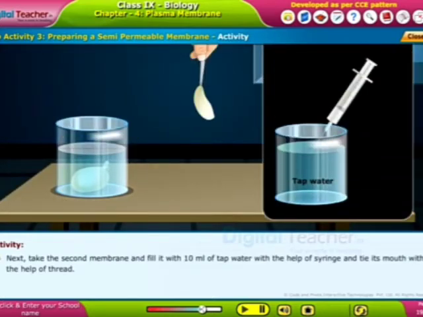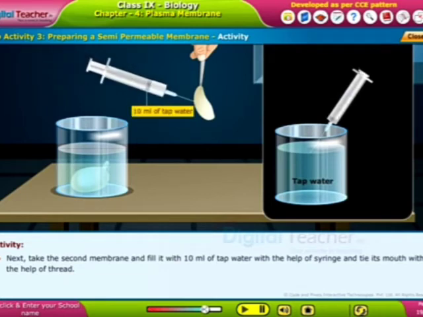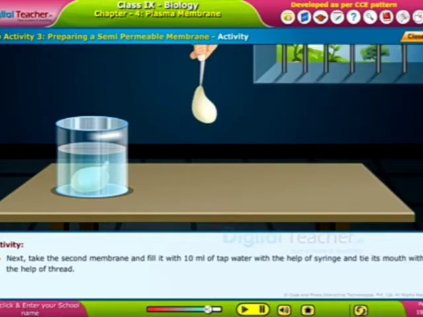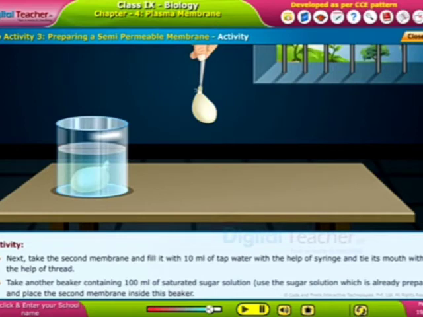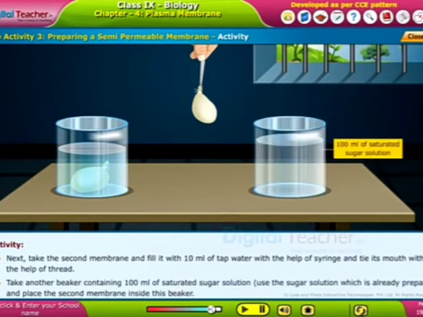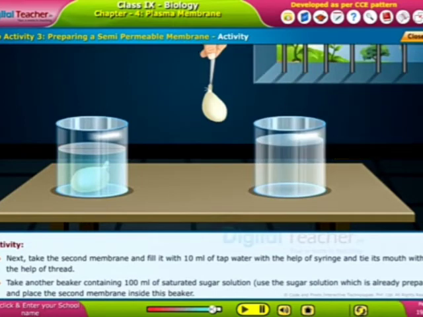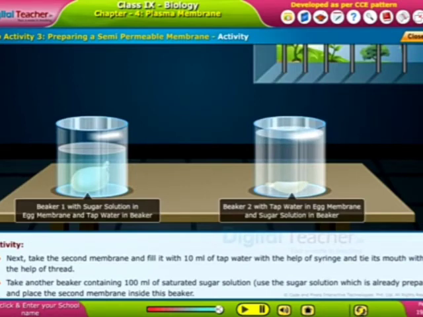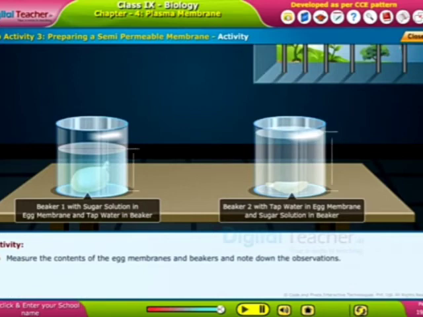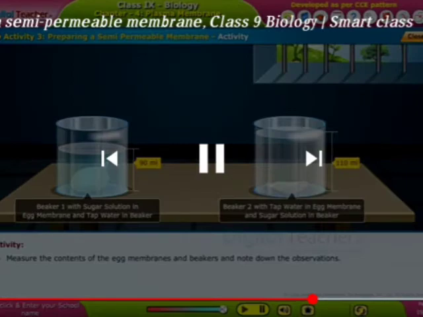Next, take the second membrane and fill it with 10 ml of tap water with the help of a syringe and tie its mouth with the help of thread. Take another beaker containing 100 ml of saturated sugar solution. Use the sugar solution which is already prepared and place the second membrane inside this beaker. Measure the contents of the egg membranes and beakers and note down the observations.